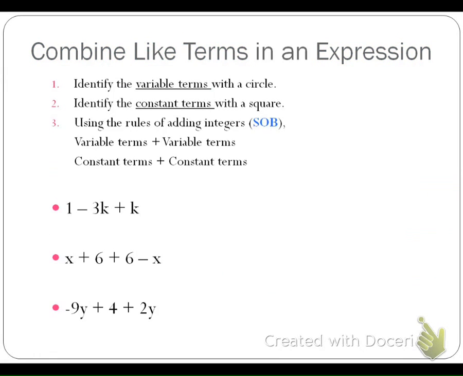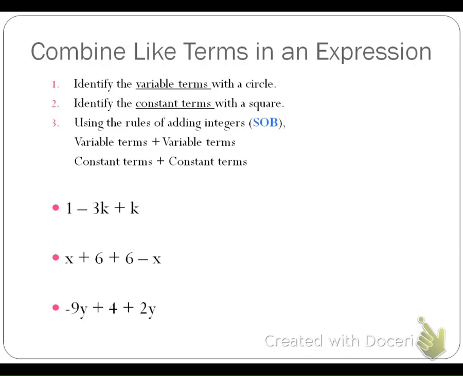Let's continue practicing combining like terms in an expression. First, identify your variable terms with a circle. Remember that a variable term has a variable, a letter, and a coefficient, a number that's in front of it. And remember that all coefficients have signs, either plus or minus signs. We know when we have a term whenever we see a plus or a minus sign. So let me get out my pen and let's do this.